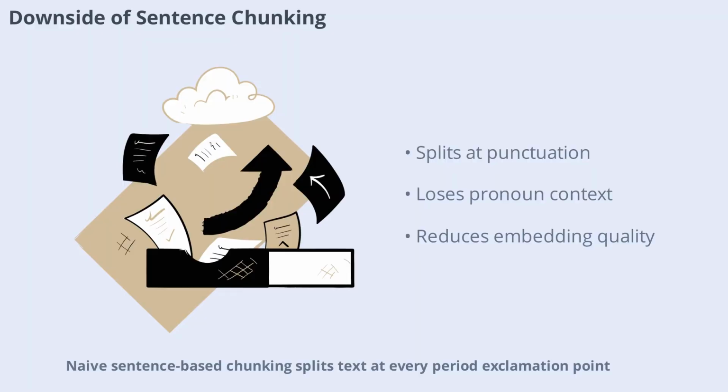Naive sentence-based chunking splits text at every period, exclamation point, or question mark. The main downside is the loss of anaphoric references. Pronouns like "it" or "they" become disconnected from their subjects. For example, splitting "The Tesla Model Y incorporates a specialized heat pump. It improves efficiency," leaves "it" without context, making the embedding less useful.